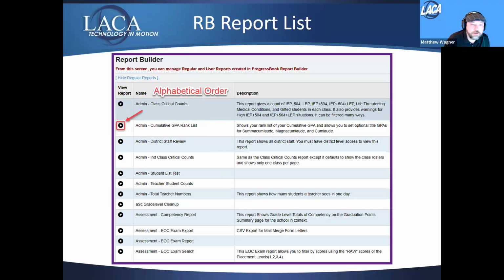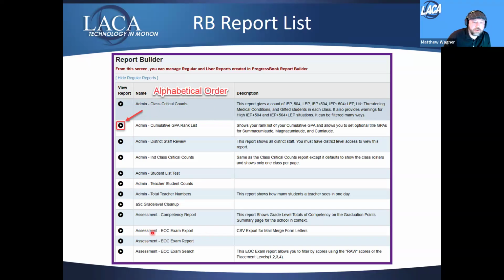You're going to be on the report builder screen. One of the things about the report builder screen is that all these reports are appearing in alphabetical order. And once again, this is on the student information side of the house. They also appear in alphabetical order on the gradebook side. What I like to do when I put these reports in, I name every report. I put in a description for every report. And what I do is I put in this category. You see, this is admin dash class critical counts. So these are all the administrative style reports. And so they all appear here in this admin group.